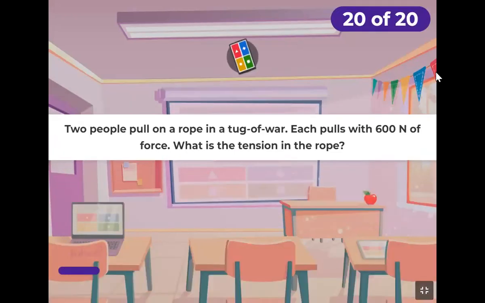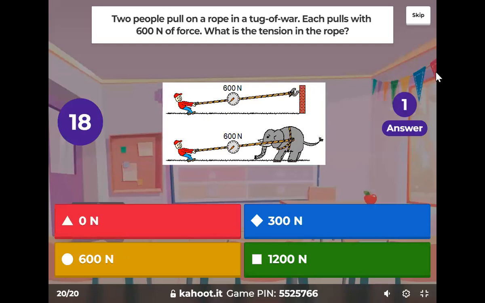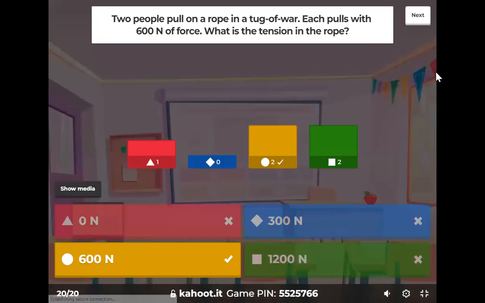For the win, for the win. Two people, tug of war. Each person pulls with 600 newtons force. What is the tension in the rope? Here's a hint. Whether it's a person on one end and a tree on the other end, or say a person and an elephant, or a person and a person, those are all physically equivalent scenarios. Yeah, the answer is just 600 newtons, right? If each person's pull is 600 newtons, the tension in the rope is also 600 newtons. Yeah, yeah.